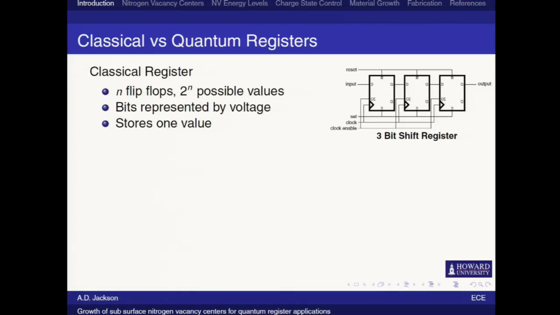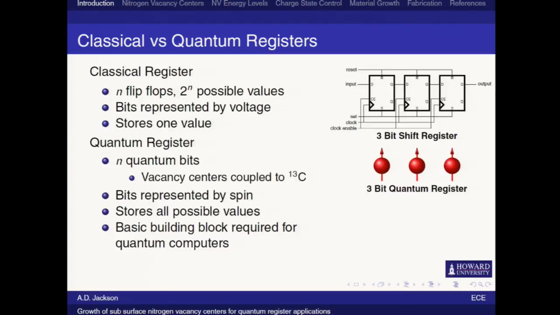A classical register is a group of N flip-flops that can store 2 to the N possible values. The bits are represented by voltage: 0 for logic level 0, 3.3 volts or 5 volts for logic level 1. The register stores one value at any given moment. A quantum register is a collection of quantum bits, and in this case, it's a vacancy center coupled to carbon-13. The bits are represented by spin.